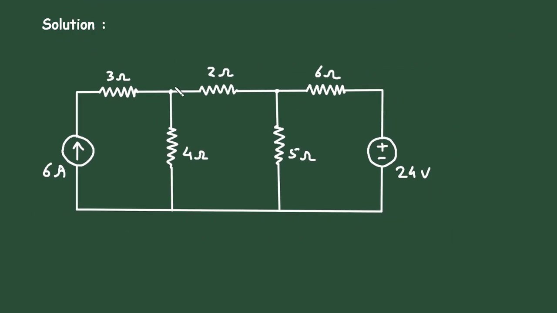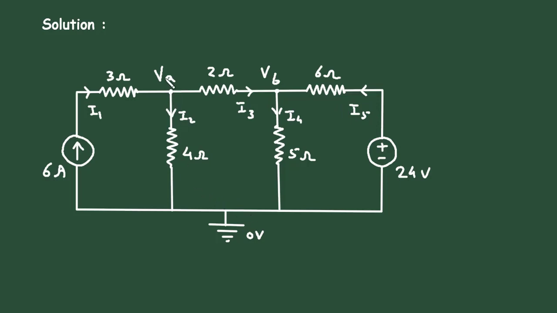First of all, let's assume this is a node A and this is node B. This node voltage is VA and this node voltage is VB. And let's assume this is a reference node or ground node with zero voltage. Let's say this is current I1, this is current I2, this is current I3, this is current I4 and this is current I5. All the currents are towards this reference node.